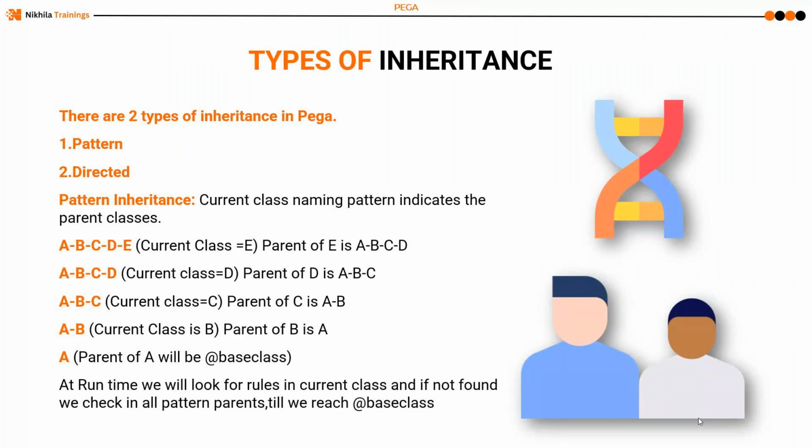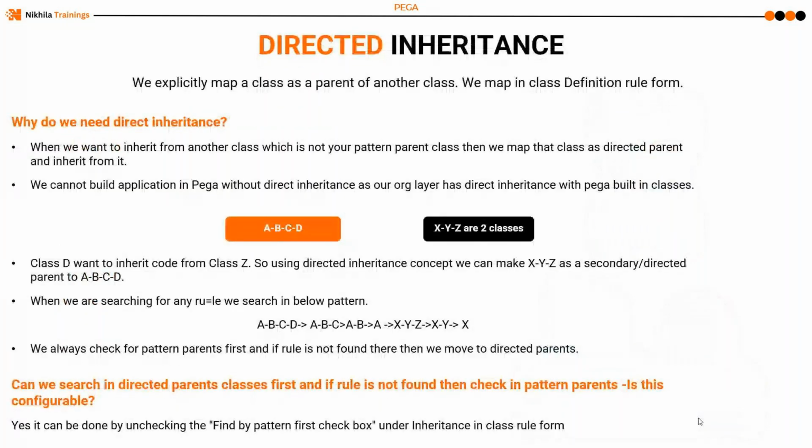Pattern means the name itself will tell you who your pattern parents are. A hyphen B hyphen C hyphen D hyphen E. E's parent is D, D's parent is C, C's parent is B, B's parent is A. Over. What is directed? You explicitly bring some class and mark it as your parent. That is directed. And which one is considered first when you search for a rule? Always pattern parents first. If something is not found in the pattern, we go to directed. Can we reverse it? Yes, by disabling the checkbox. Find by pattern first. If you disable it, it will be reversed.